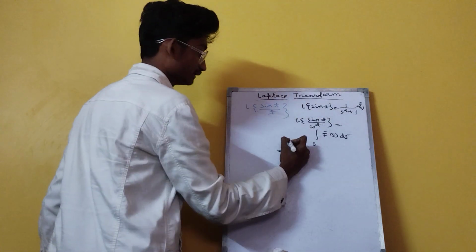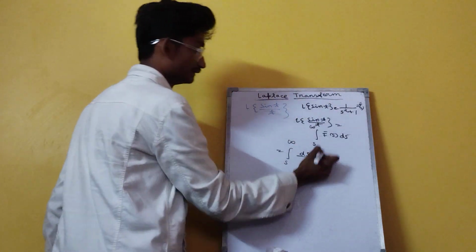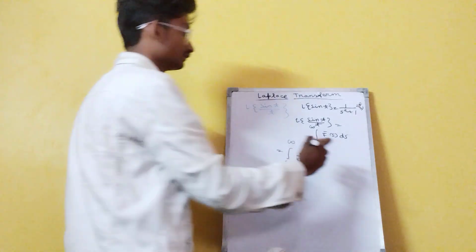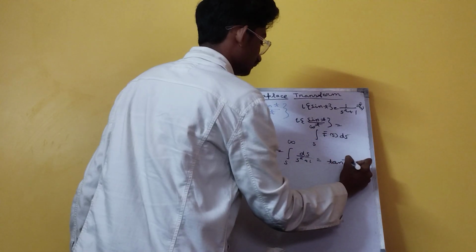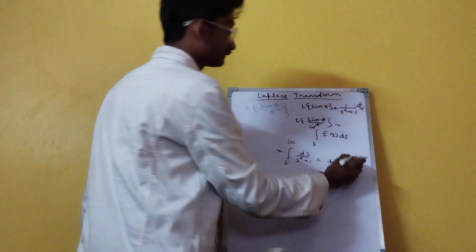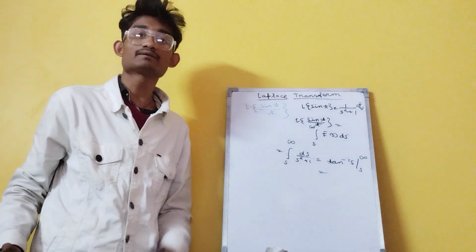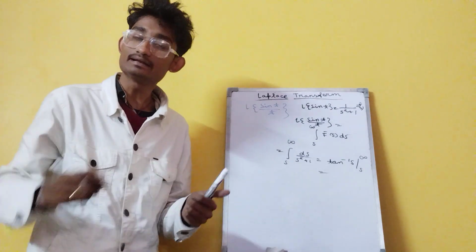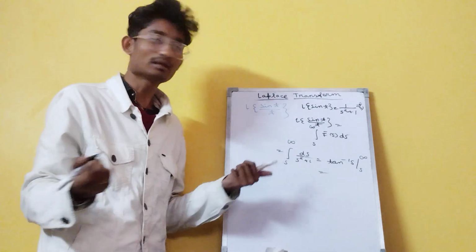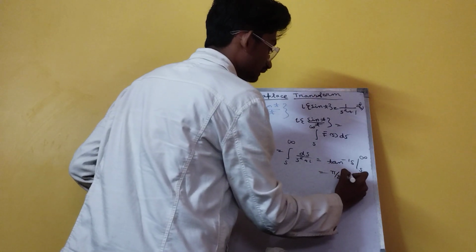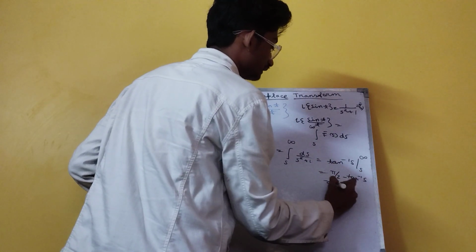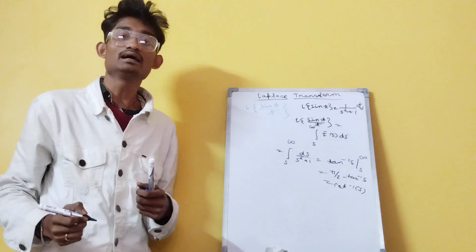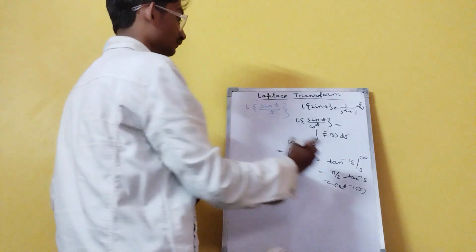So the integral from s to infinity of ds by s square plus 1 will be simply tan inverse of s from s to infinity. So tan inverse of infinity minus tan inverse of s. Tan inverse of infinity is basically pi by 2, 90 degrees, because tan of 90 degrees tends to infinity, undefined. So pi by 2 minus tan inverse of s, that is basically cot inverse of s, because we know tan inverse of x plus cot inverse of x results in pi by 2. Okay, so the thing is like that.